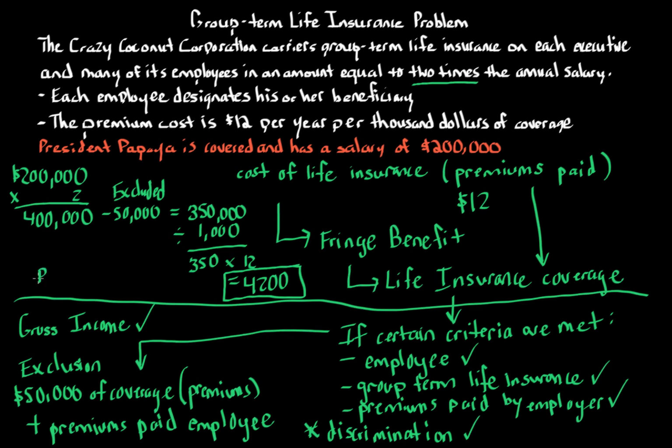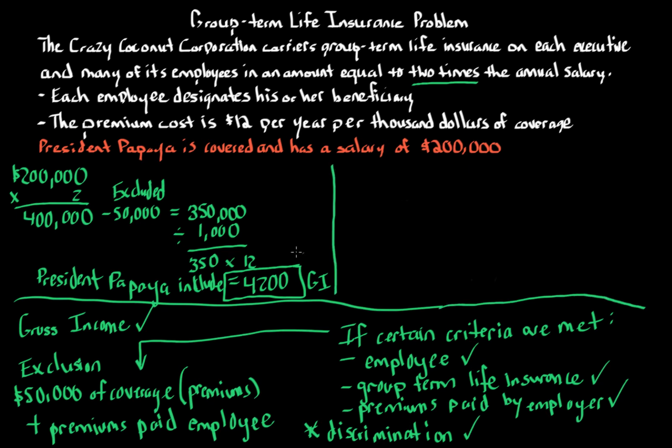So President Papaya. So the who question is President Papaya during the tax year has to include $4,200 of gross income from this. And you notice that again, $50,000 or $600 is excluded from gross income. So again, the answer here is $4,200 included in gross income. And again, the idea here is it's the cost of the life insurance.